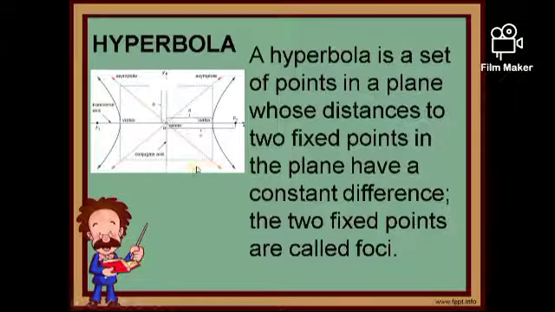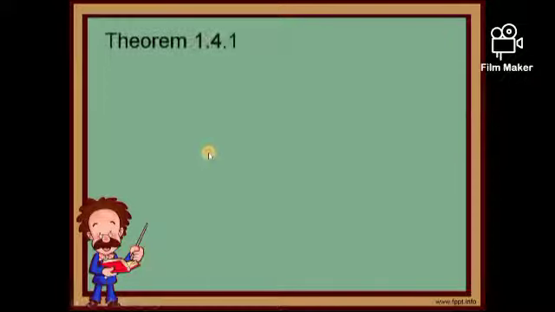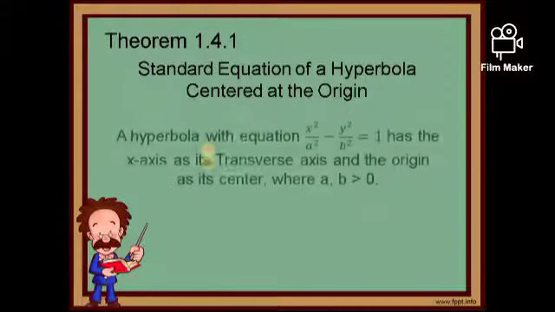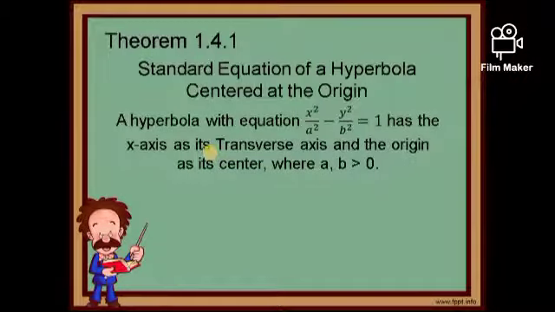Okay? So, let's continue. Let's have the definition. A hyperbola is a set of points in a plane whose distances to two fixed points in the plane have a constant difference, and the two fixed points are called foci. So we have Theorem 1.4.1, the standard equation of a hyperbola centered at the origin. A hyperbola with equation x squared over a squared minus y squared over b squared equals 1 has the x-axis as its transverse axis and the origin as its center, where a and b are greater than 0.